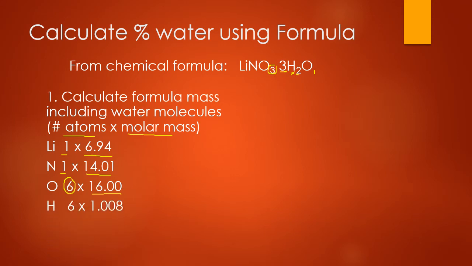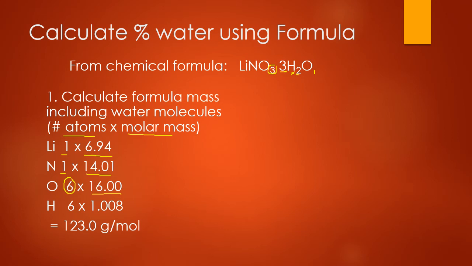Last but not least, we have hydrogen. There are 6 of those because we have 3 water molecules and each water molecule has 2 hydrogen atoms. 3 times 2 gives us 6, multiplying by 1.008, which is the molar mass of hydrogen on the periodic table. So we multiply all of that across and get a total formula mass of 123.0 grams per mole.